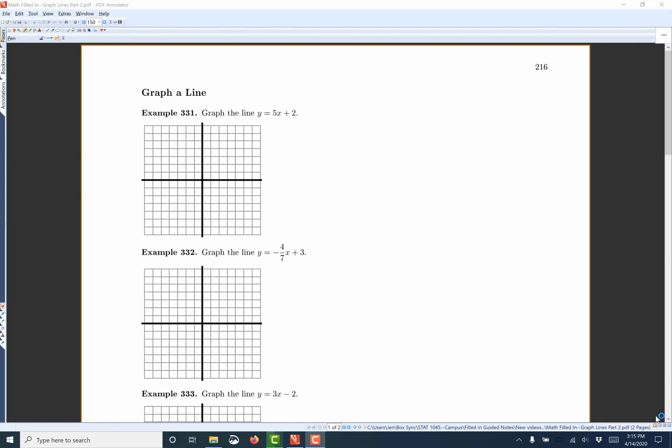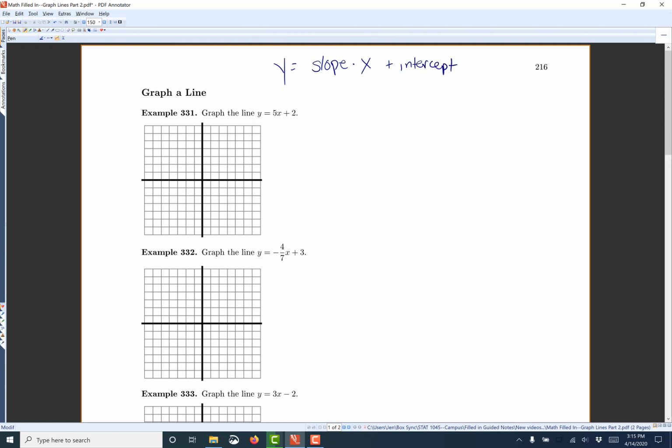In this example, we want to graph the line y equals 5x plus 2. So we've learned how to figure out what the equation of a line is. Now we have the equation of the line and we want to graph it. So remember that the form of every line is going to be y equals slope times x plus the intercept.